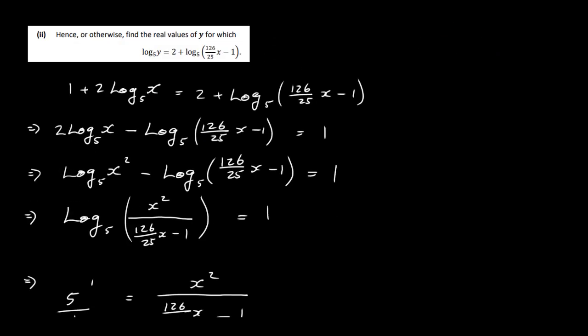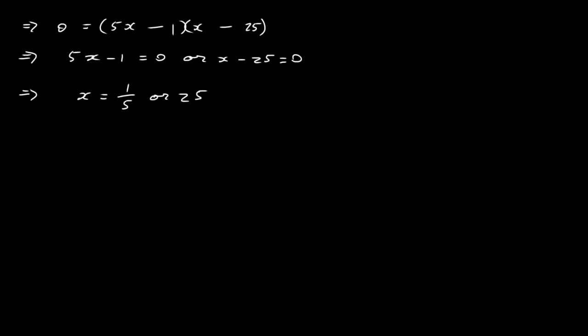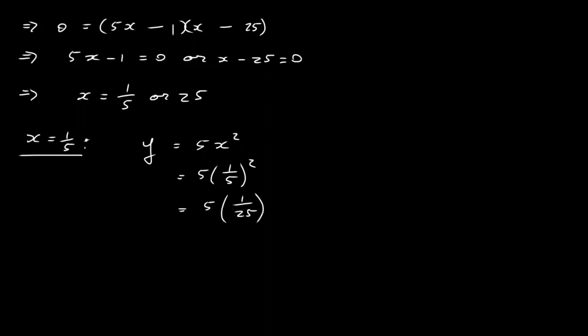Now, let's work through that. We'll just start with x is equal to 1/5 first. So we have y is equal to 5x squared. So that will give us 5 times 1/5 squared. So that's 5 times 1 over 25. So that'll give us 1/5 for our y.